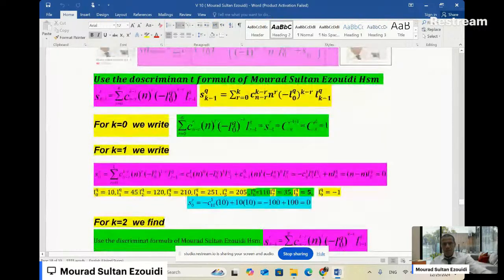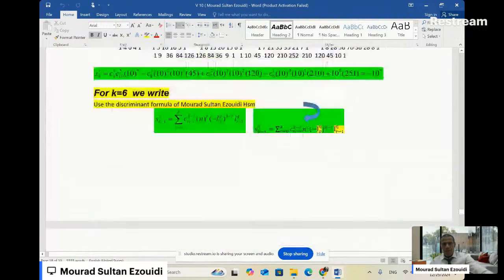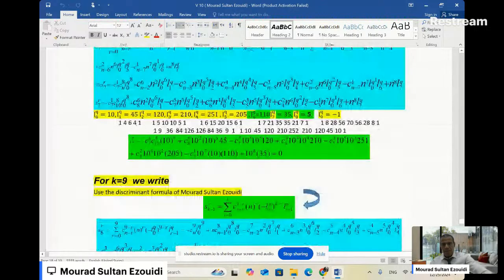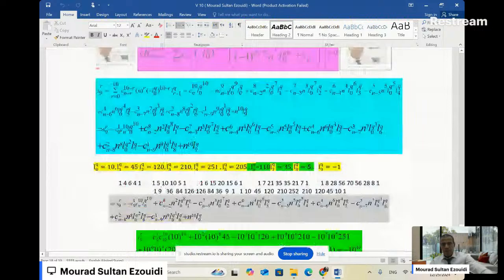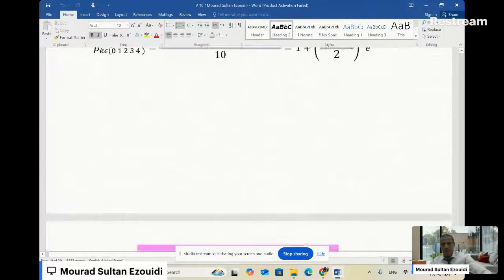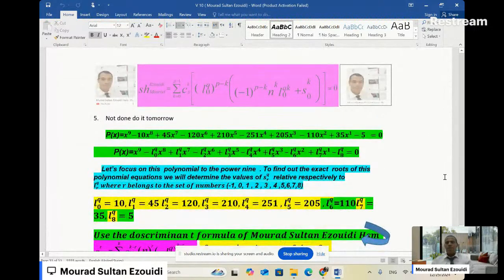This one we also solved with my kids. Move to the next example. Let's do it tomorrow. I wrote the next one, let's do it tomorrow. So this one, the example. Yes, this one, example number 5. Not done, do it tomorrow. So I will start doing this, my kids.